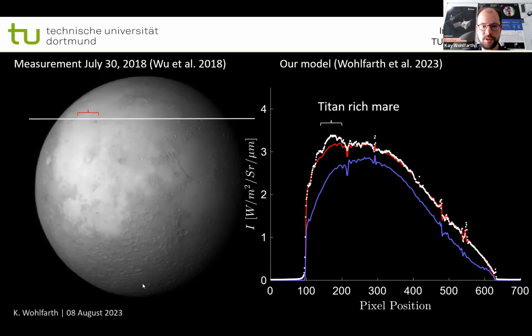Some questions in the chat. Titanium. Yes, that's titanium. In German it's called Titan, and probably I got this vocabulary wrong. It's titanium. Yes.